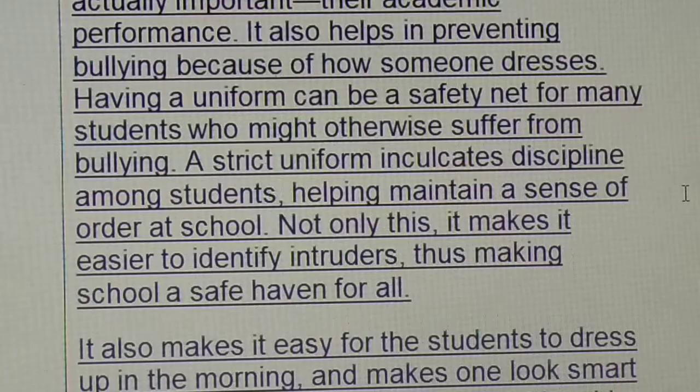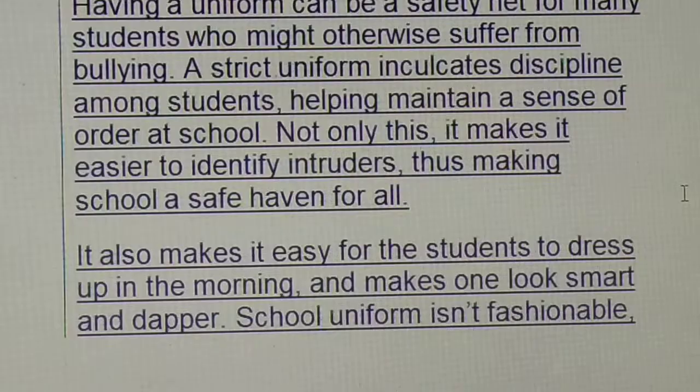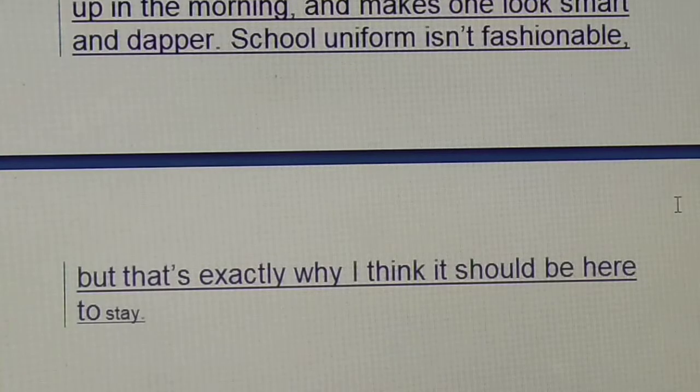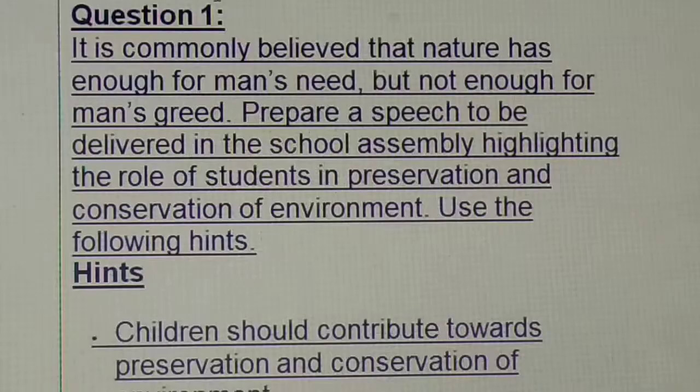It also makes it easy for the students to dress up in the morning and makes one look smart and dapper. School uniform isn't fashionable, no, never. But that's exactly why I think it should be here to stay.